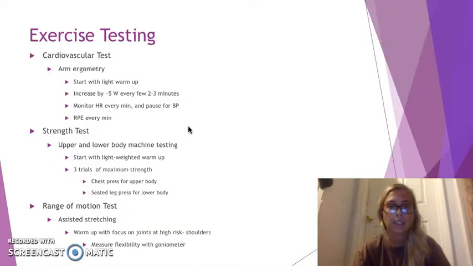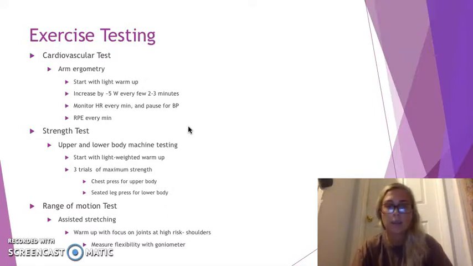For exercise testing, cardiovascular, I chose arm ergometry. So start with a light warm-up, always increase by about 5 watts every 2 to 3 minutes. Monitor his heart rate every minute, make sure he doesn't go too high. Also pause for his blood pressure, take that every now and then, maybe every minute. And RPE every minute to know that he's not exerting himself too much.